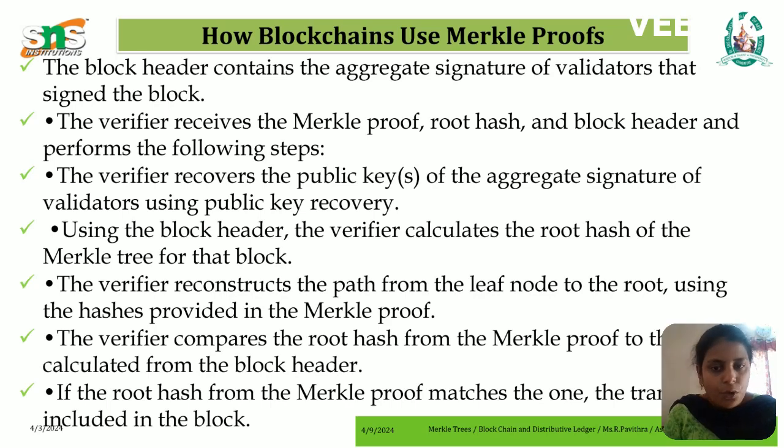and performs the following steps. The verifier recovers the public key of the aggregate signature of validators using public key recovery. Using the block header, the verifier calculates the root hash of the Merkle tree for the block. The verifier reconstructs the path from the leaf node to the root using the hashes provided in the Merkle proof. The verifier compares the root hash from the Merkle proof to the one calculated from the block header. If the root hash from the Merkle proof matches, the transaction is included in the block. So that is how blockchains use Merkle proofs.